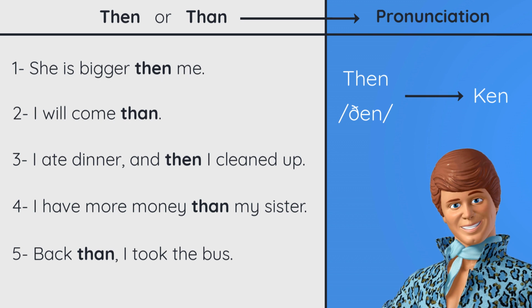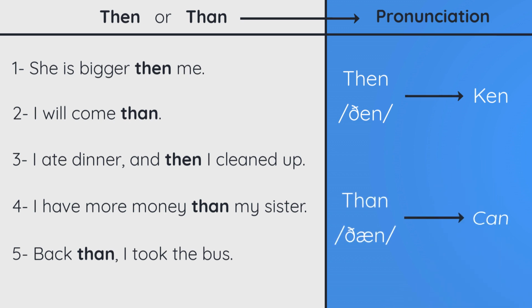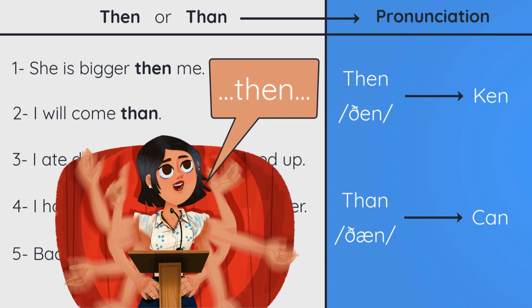You know Ken and Barbie? Ken. It rhymes with Ken. Then. Than is more like can. So can, than, can, than. There's a slight difference in pronunciation, although oftentimes when people speak fast, you may just hear the same sound for both cases. When somebody actually says it carefully, you may hear the difference.